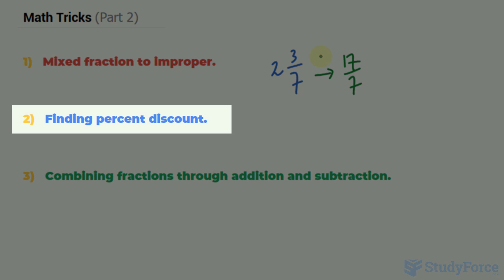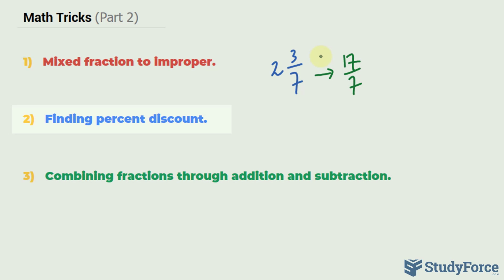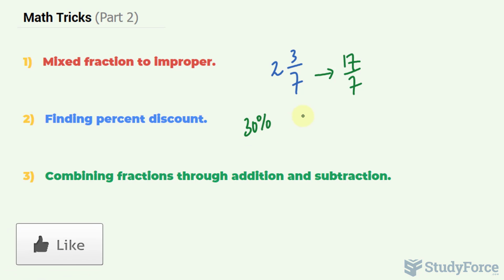The next trick that I want to show you is how to find the percent discount. So let's say that you're at the mall and you find something that is 30% off, let's say, $70, and you want to find out how much you'll be saving. For this, you'll take each of these numbers and divide it by 10. For example, 30 divided by 10 is 3, and 70 divided by 10 is 7.